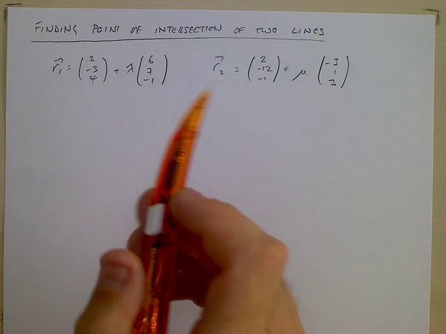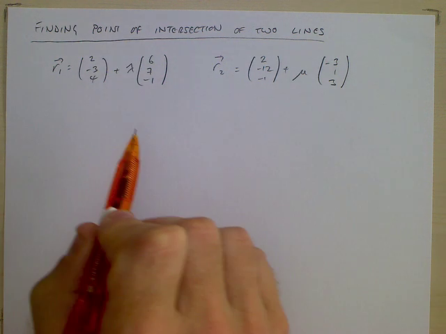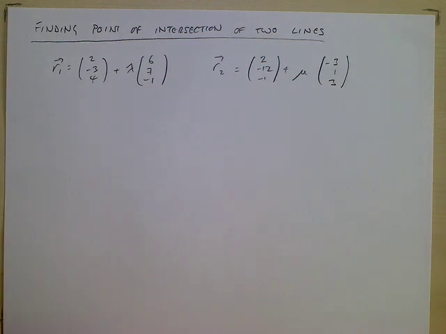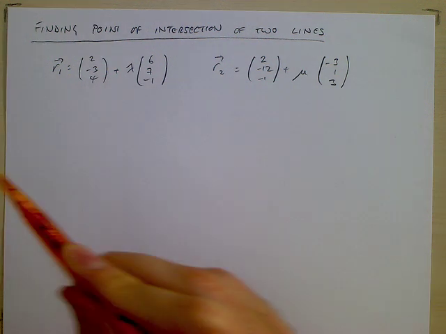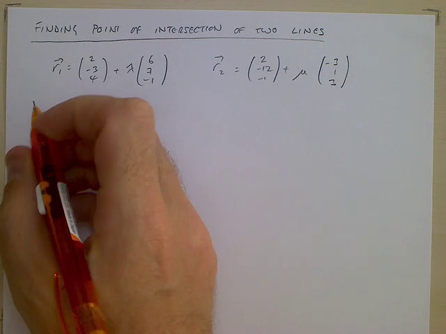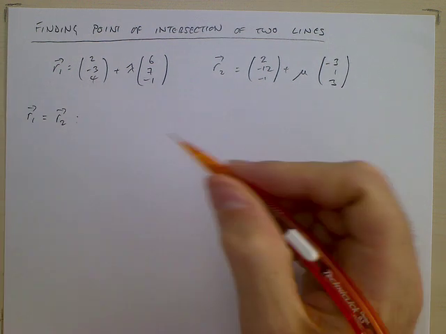Okay, in this example, I'm going to find the point of intersection of the two lines given here, R1 equals and R2 equals. And to start with, as with any problem where I'm finding intersection, I'm going to begin by trying to solve these two equations simultaneously. So I start off by thinking I'm going to put R1 equal to R2 and see what I get.